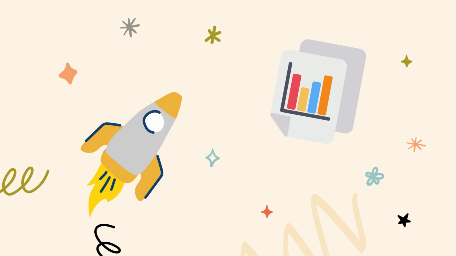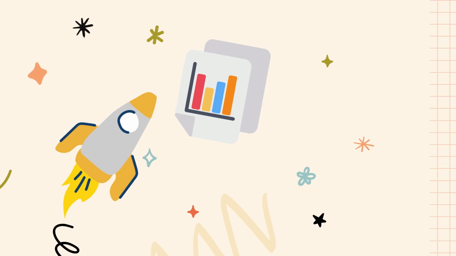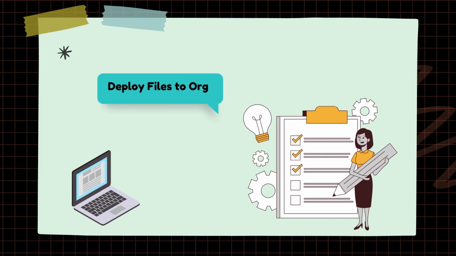Deployment process. Now let's walk through the deployment process. Configure files. Ensure your Lightning Web Component files are appropriately configured with the necessary metadata in the .js-meta.xml file. Deploy to org. Utilize your Salesforce CLI to deploy the configured files to your org. This ensures your components are ready for action.